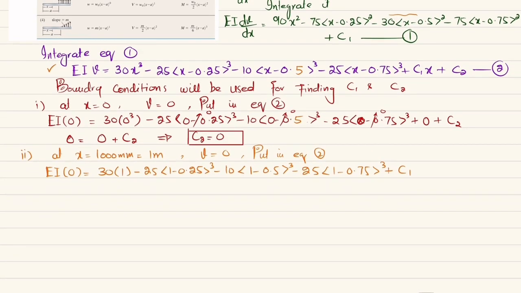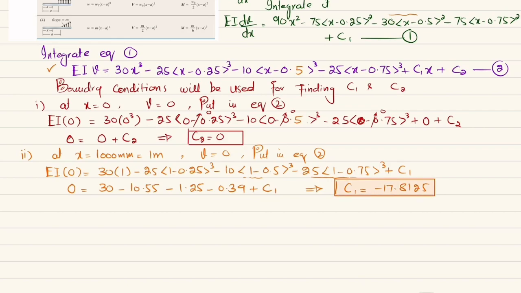Okay, now it's clear. So we will get 0 is equal to 30, and this term will give you 1 minus 0.75 whole cube, and this will give you minus 10.55, minus this term will give you, when you calculate it, 1.25, and this whole term will give you minus 0.39 plus C1. So from here you will get C1 will be equal to minus 17.8125. Now you have C1 and C2. What we will do is put the values of C1 and C2 in equation number 2.